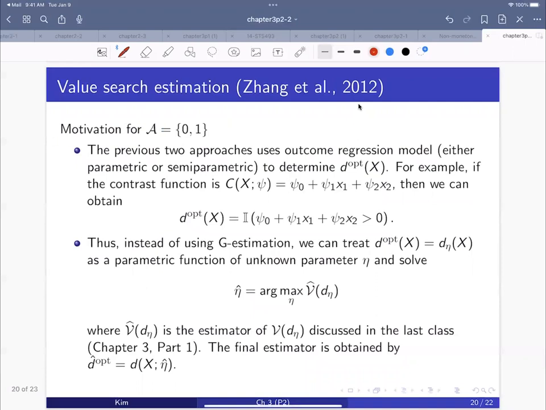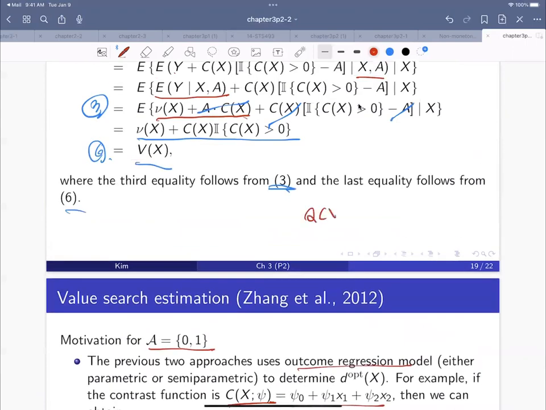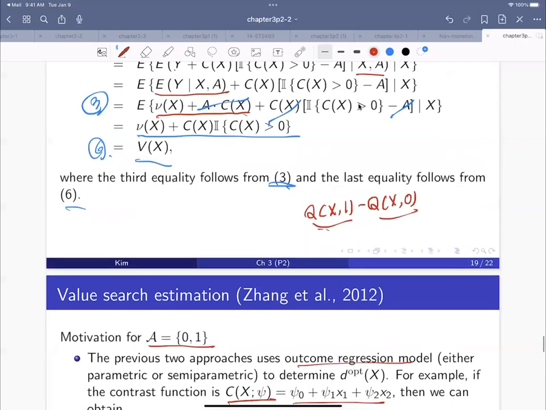So the idea here is the motivation. Let's consider this. Suppose my contrast function is this one. The idea is that Q-learning or A-learning essentially uses a model for Y, right? Suppose your model is Q(x, 1) minus Q(x, 0), where each model is linear in X.